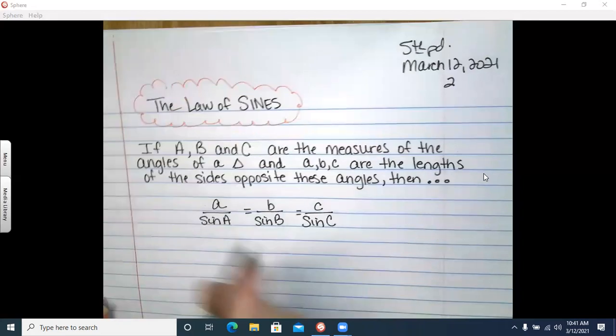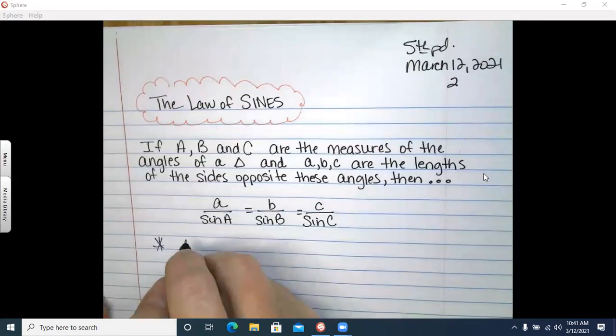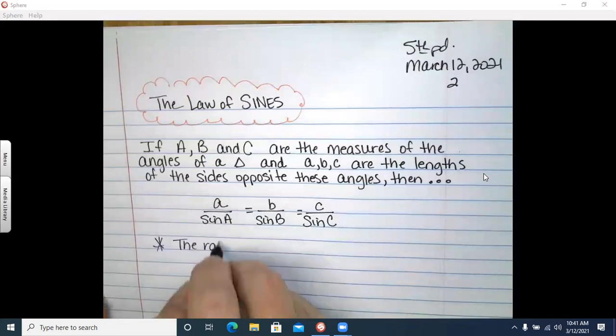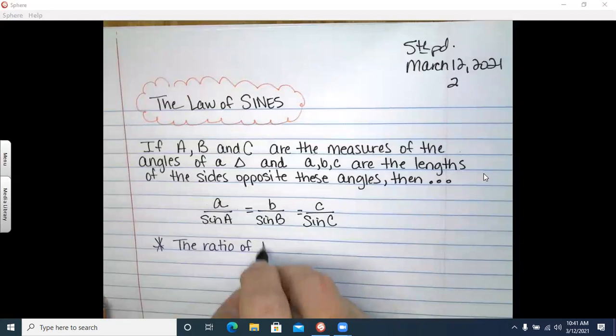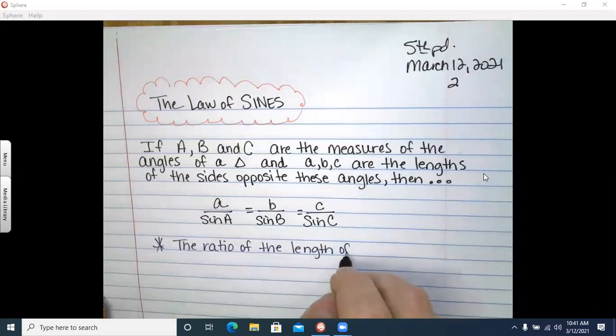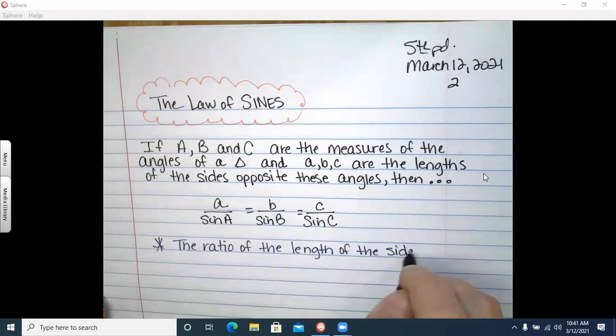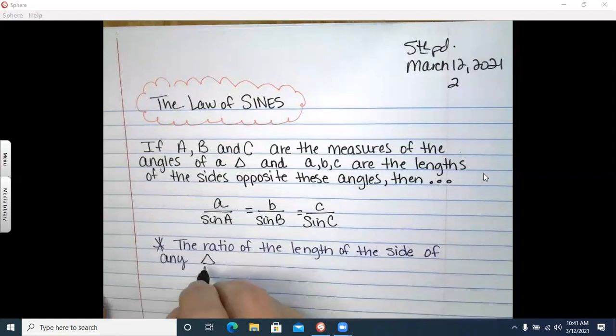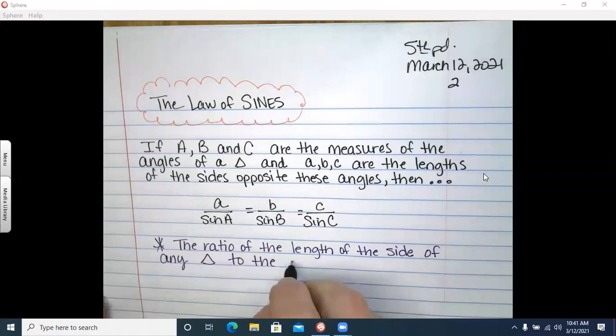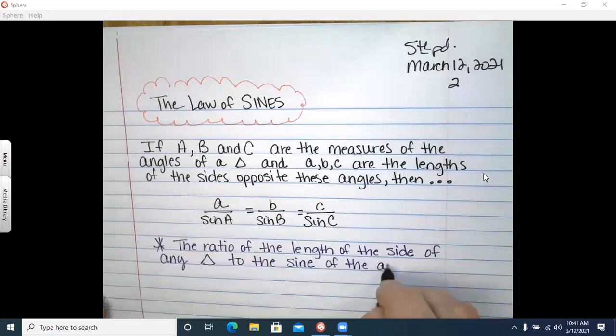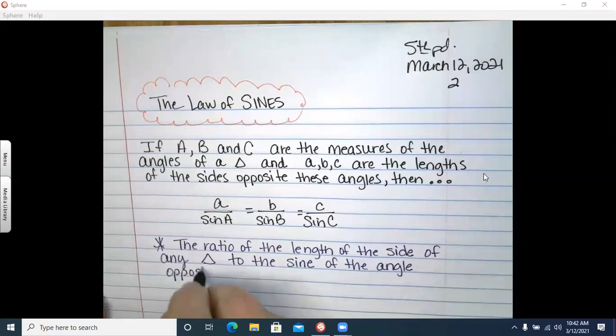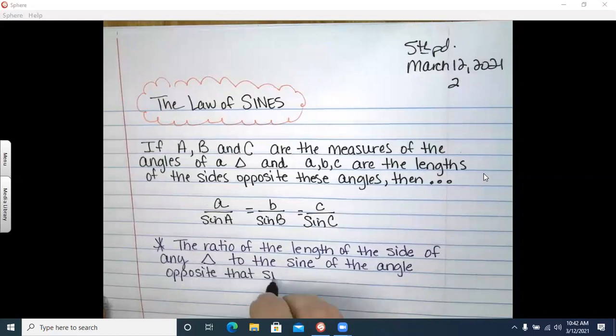Also need to note the ratio of the length of the side of any triangle to the sine of the angle, S-I-N-E sine, opposite that side is the same for all three sides of the triangle.